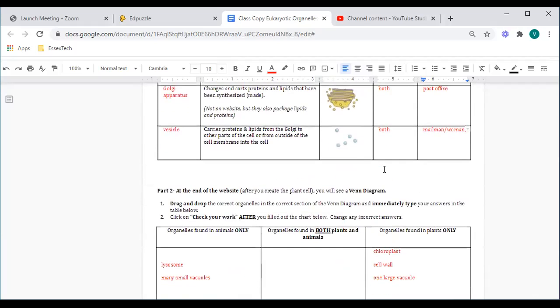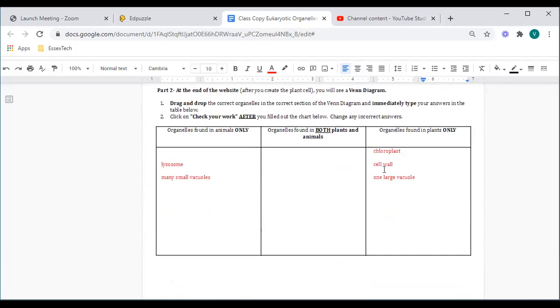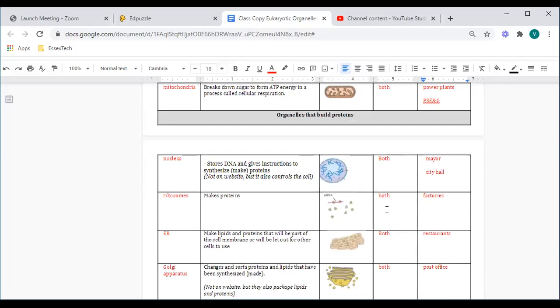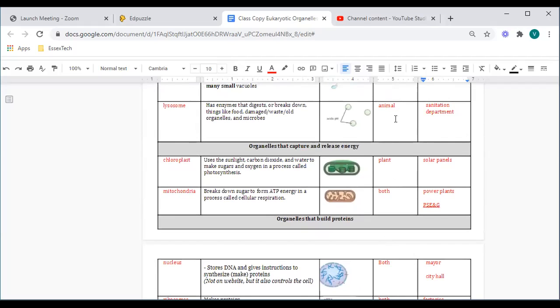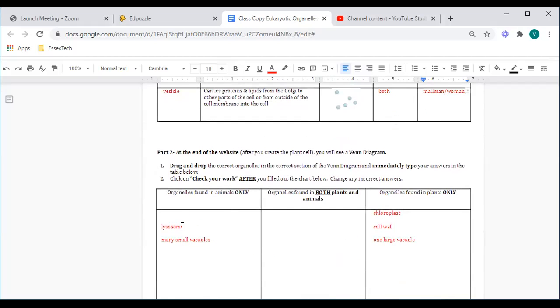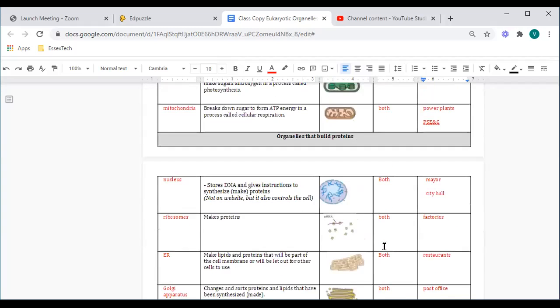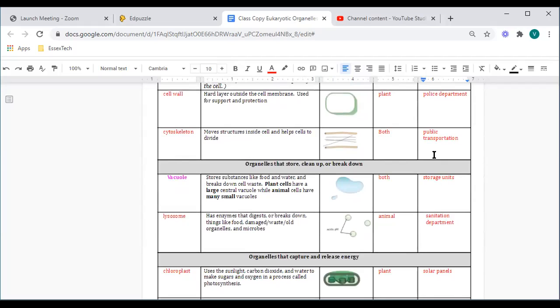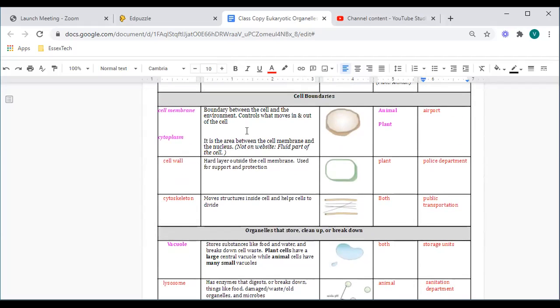At the end of the website, after you've built those cells to see what organelles are in those cells, you should have seen a Venn diagram. And it's important to see, like I said, some organelles are in both, but some are in plant and some are only in animal cells. So remember that lysosomes are only found in animal cells and vacuoles are found in both, but many small vacuoles are only in animal cells. And plant cells, they have a chloroplast, they have a cell wall, and they have a vacuole, but it's one large vacuole. All right, so make sure you use this to help you remember what the function is.